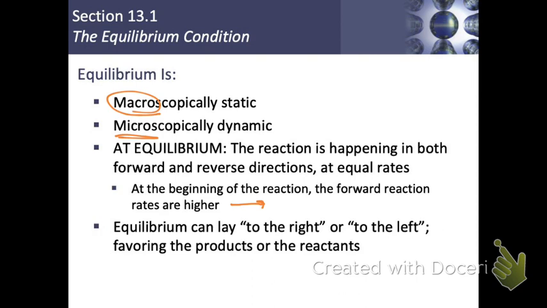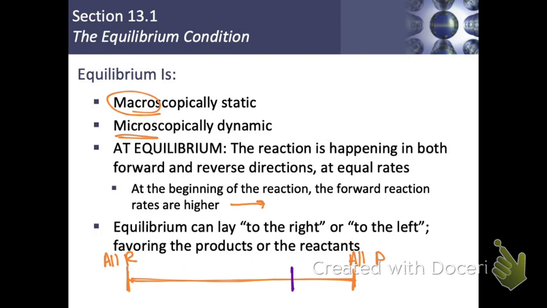Equilibrium can lie anywhere. Let me give you a sliding scale. This end might mean it's all reactants present, and this end might mean it's all products present. Let's call this a scale of 1 to 100 or something. Equilibrium could lie right here. It doesn't have to lie in the middle.